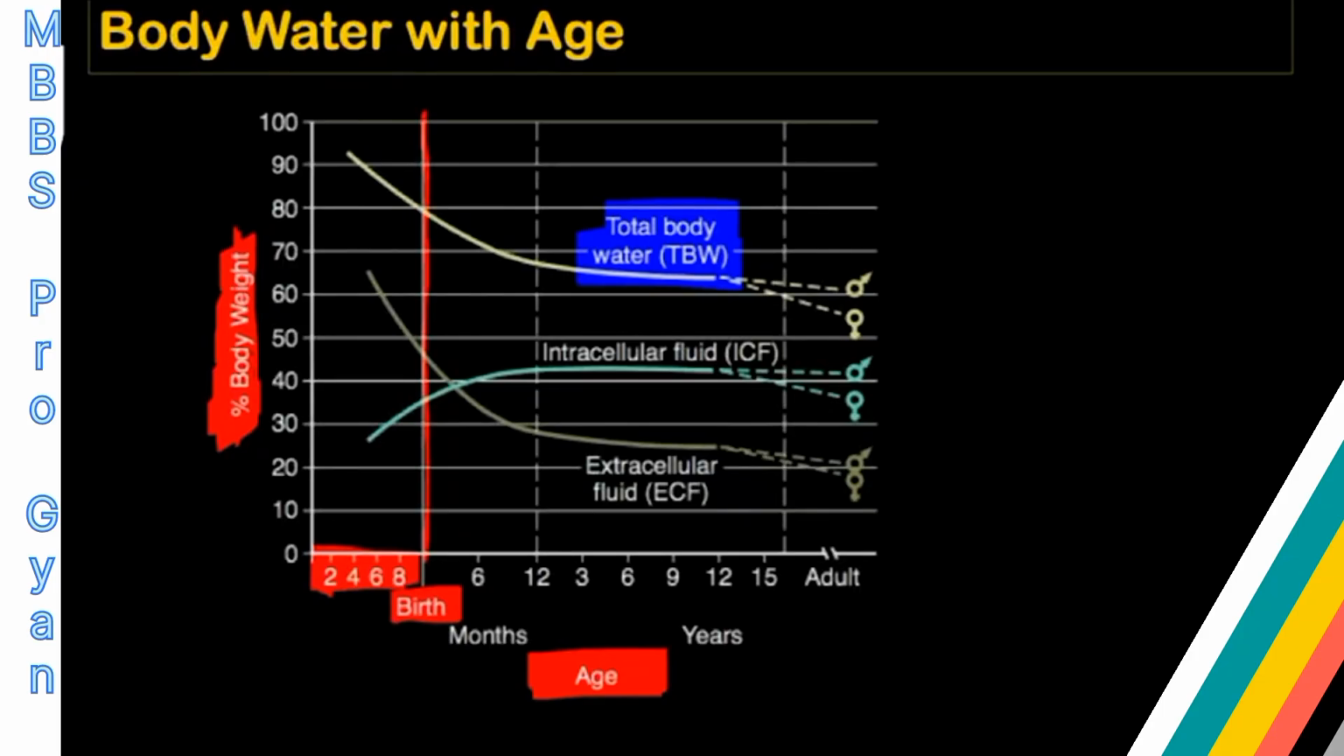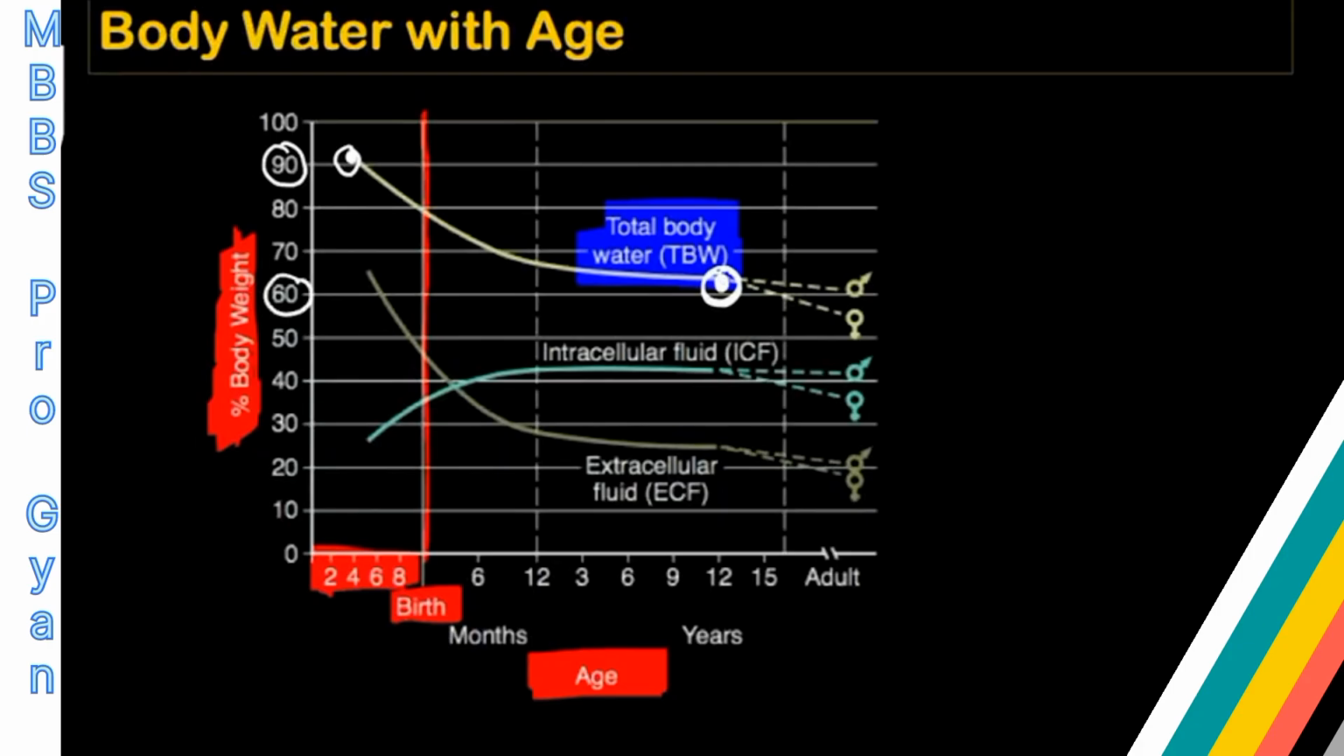Before birth, in the intrauterine life, look at this total body water. This is approximately 90% of the total body weight. Getting my point? In intrauterine life, fetal life, the body weight of the fetus is mainly due to water. And how much water is there? 90% of the weight is due to total body water. And this total body water will decrease gradually with advancing age, and it will reach approximately 60%.